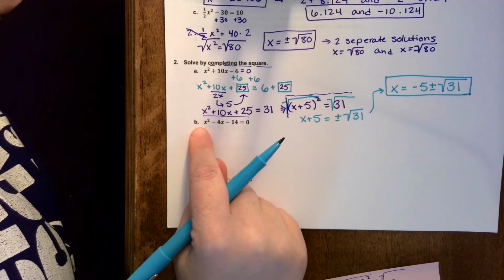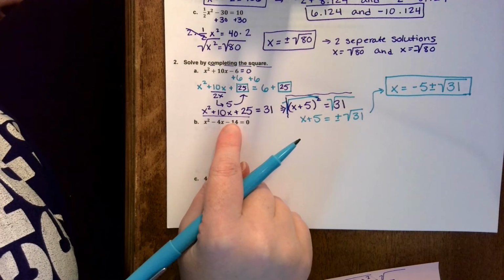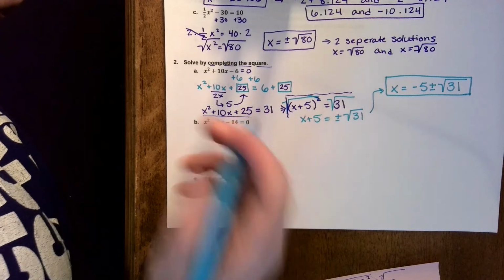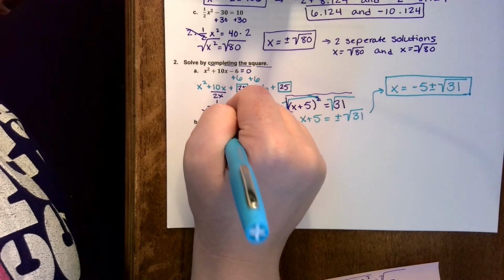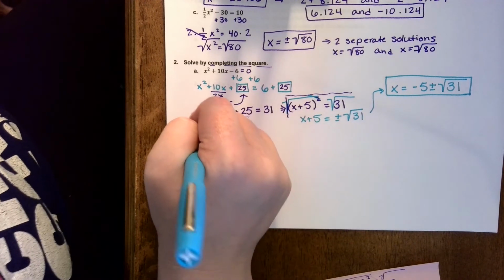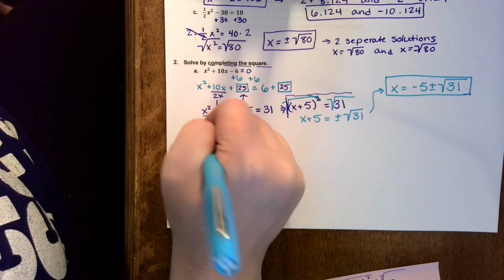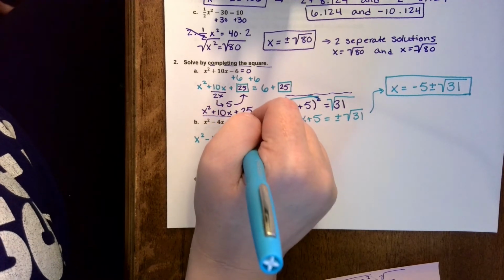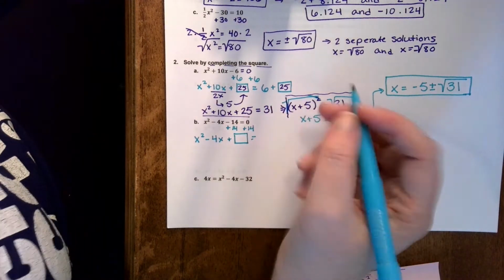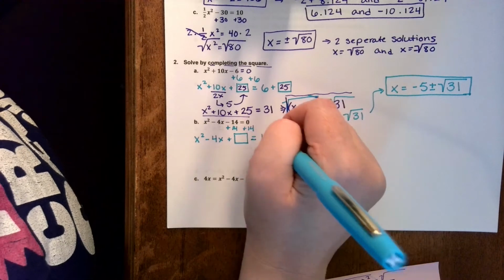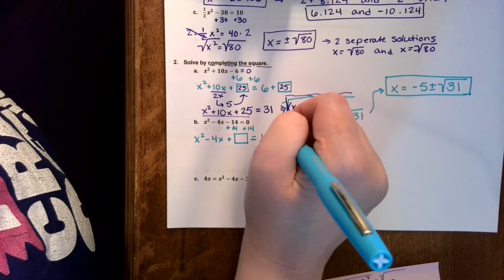Okay, so let's try B. We want to move our C value over because right now this is not factorable. So when we move this over, we're going to add 14 to each side. X squared minus 4x. We're going to put plus and a square, so we remember to complete it, equals 14. And remember, if I add a square on this side, got to add a square on the other side.